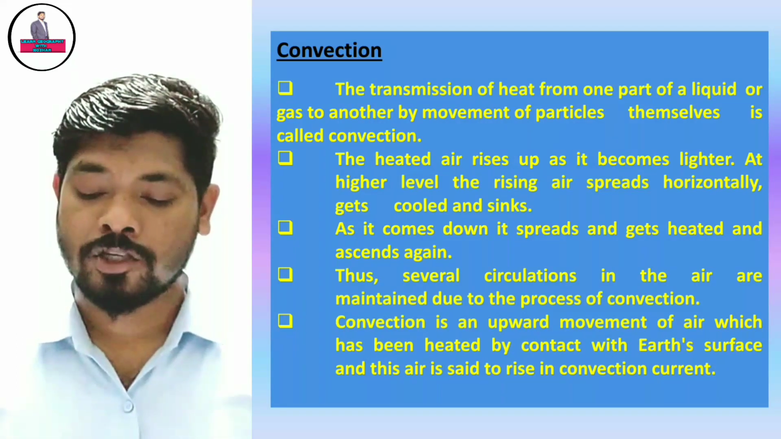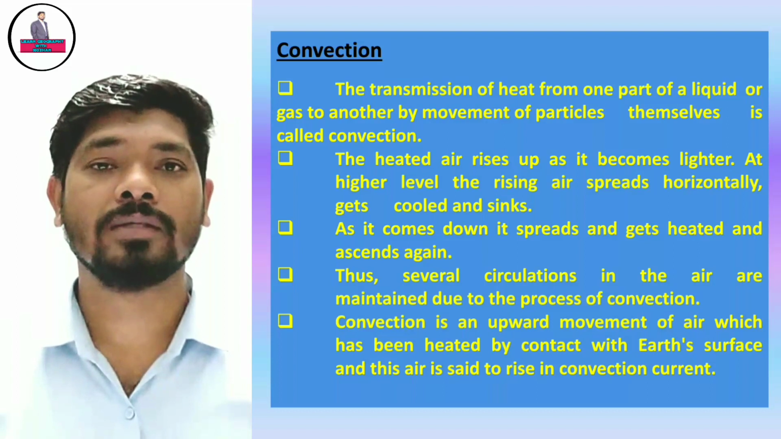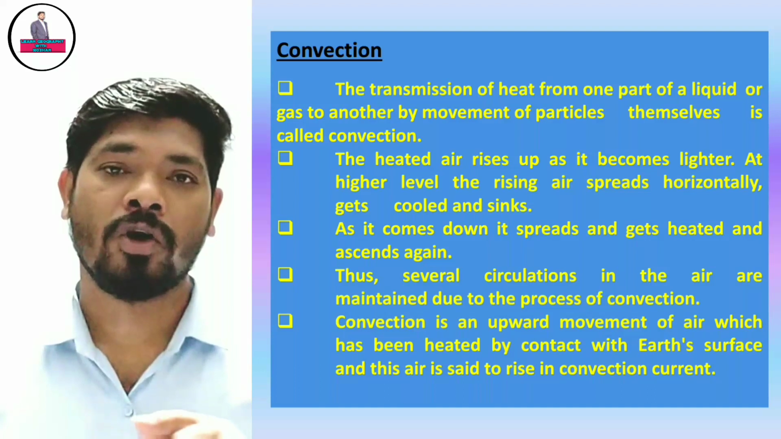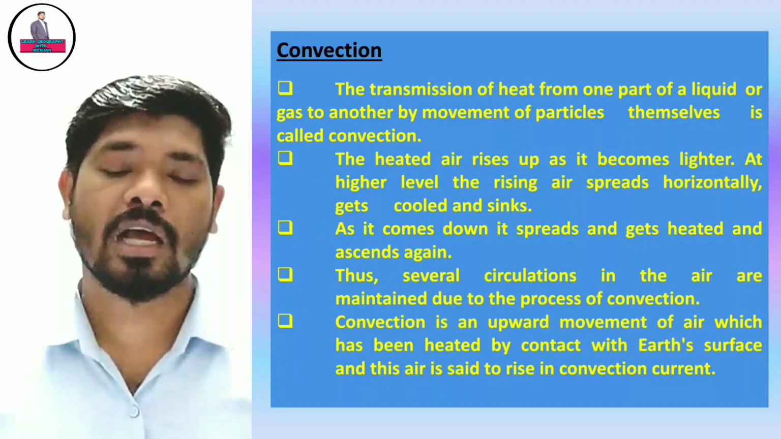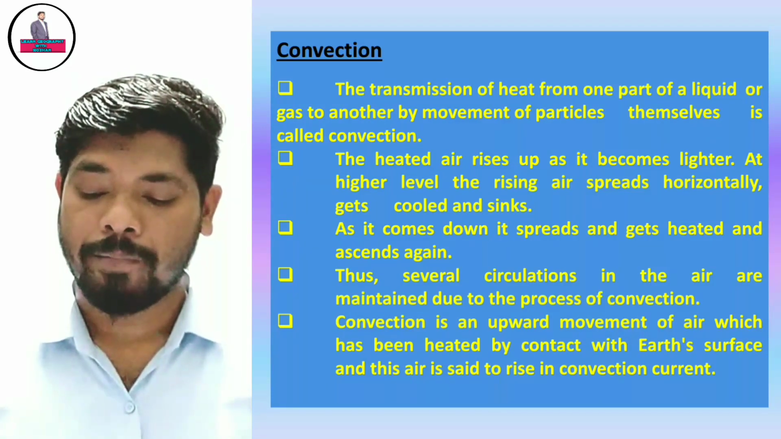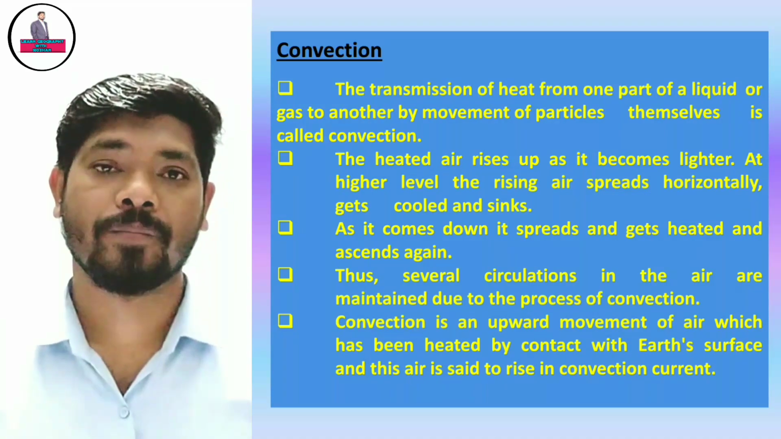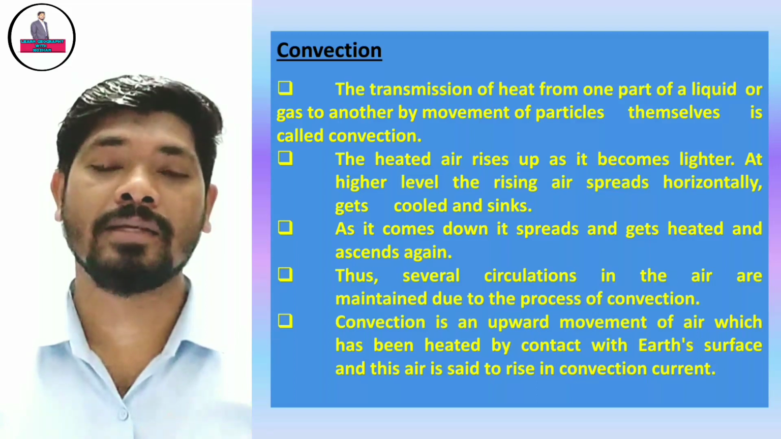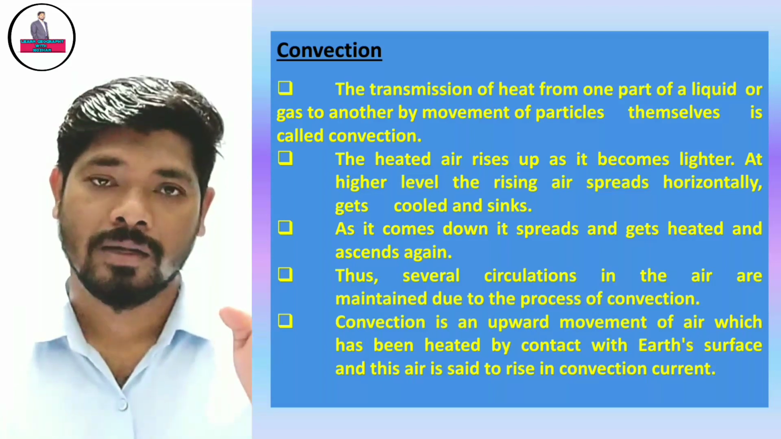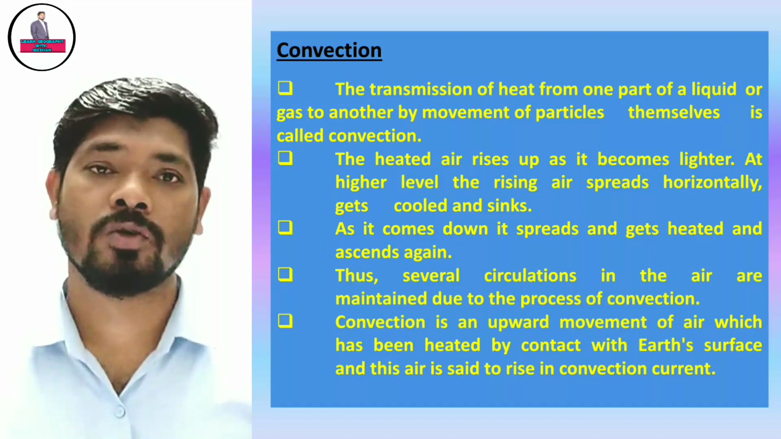As it comes down, it spreads and gets heated and ascends again. So as it comes down to the surface of the earth, it gets heated up. Again it will be rising up, again moving horizontally, and coming down. So these several circulations in the air are maintained due to the process of convection. This circulation of air from the surface of the earth, as it is getting heated up and rising above, then traveling horizontally and coming down again, is known as convection, or it is also known as air current.